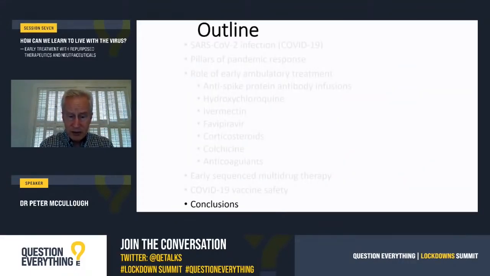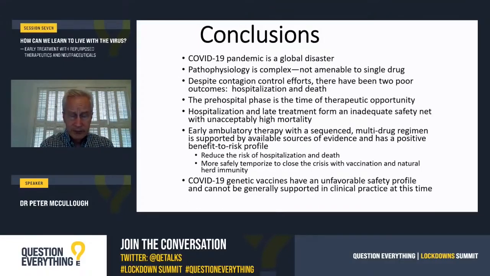So to finish and conclude, next slide. COVID-19 is a pandemic, a global disaster. Pathophysiology is complex, not amenable to a single drug. Despite contagion control efforts, which have failed, two poor outcomes: hospitalization and death. In the pre-hospital phase, there's a time for therapeutic opportunity, particularly as the vaccines fail. We need to treat patients who are acutely sick. Hospitalization and late treatment form an inadequate safety net, with unacceptably high mortality.